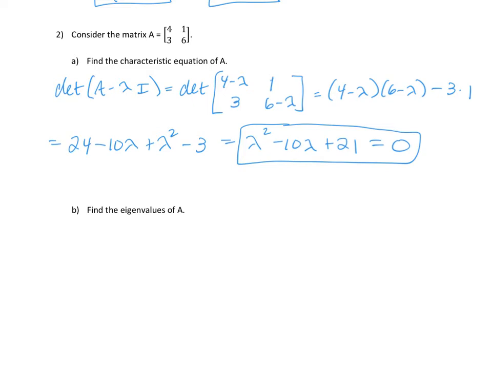To find the eigenvalues of A, I just solve the characteristic equation. So this does factor to lambda minus 3 times lambda minus 7. So my eigenvalues are 3 and 7.